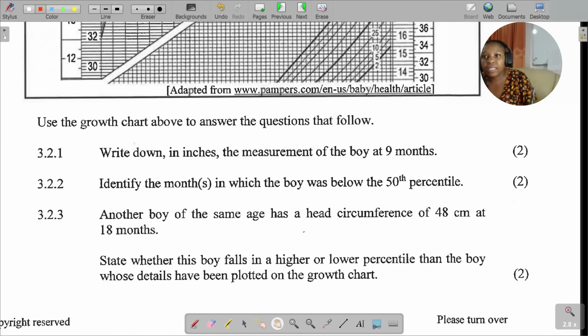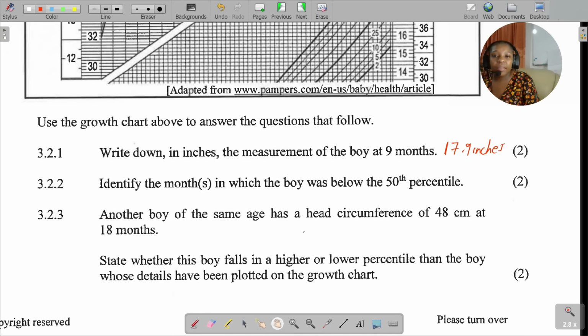Okay, I'm just going to write it here. It's 17.9 inches. Even if you wrote 18 inches, that would also still be accepted. All right, let's go on to the next question.